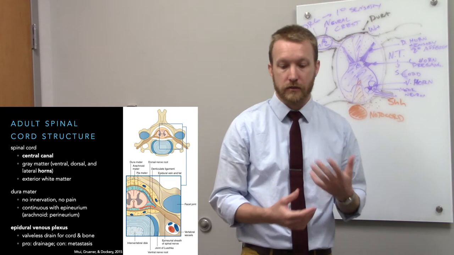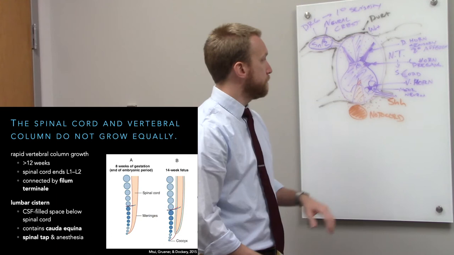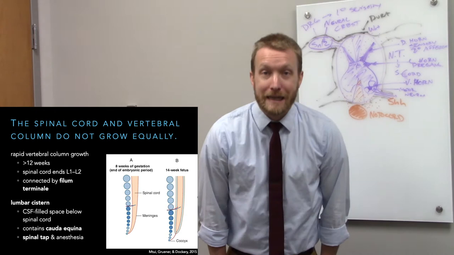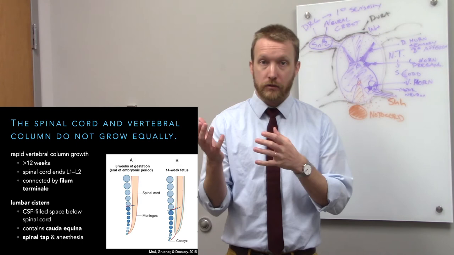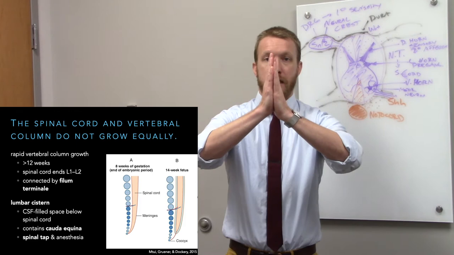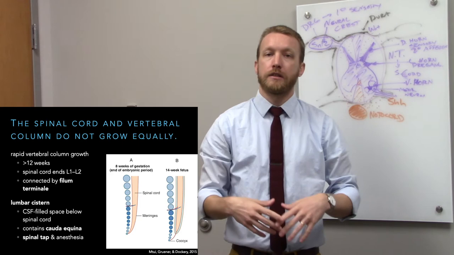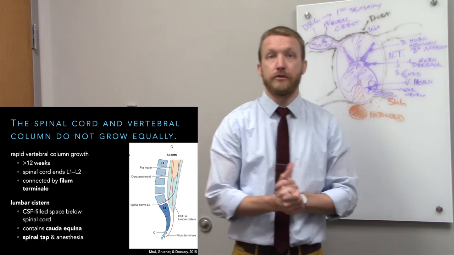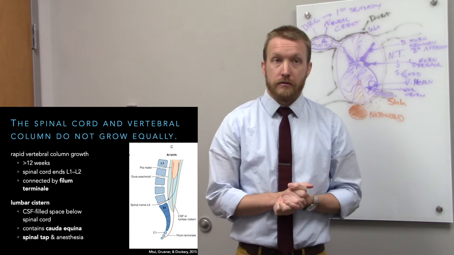Now as we continue development, this spinal cord is going to stay inside that spinal canal, but the spine itself, the bony structure, is going to continue to lengthen while the spinal cord remains the same length. So even though they match up early on in development, as the spine continues to grow, the spinal cord kind of raises up. So our spinal cord is going to end then somewhere around the initial section of our lumbar spine, L1, L2, something like that. That creates the lumbar cistern, which we can then use for spinal taps. And it's also useful in anesthesia as well.